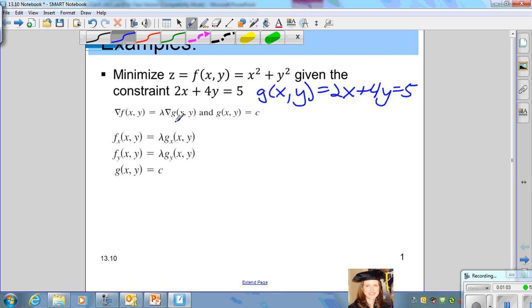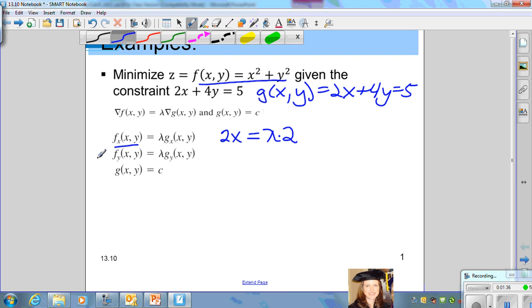If the gradients are parallel, then the components of the gradients are scalar multiples. So the partial derivative of this f of x, y function with respect to x is going to be 2x. That has to equal a multiple of the partial derivative of the g function with respect to x. So 2x is equal to lambda times 2.